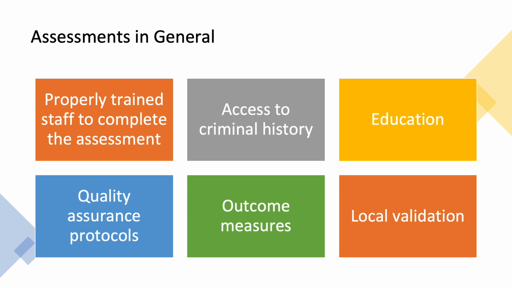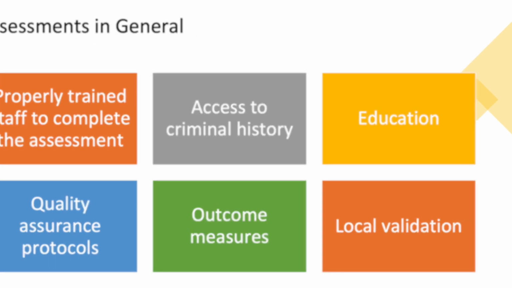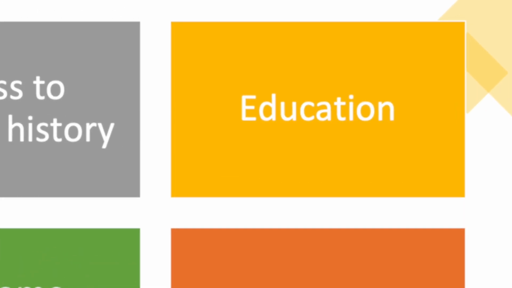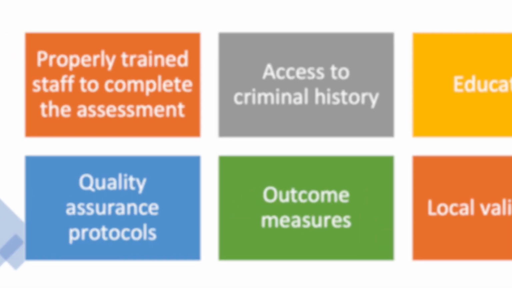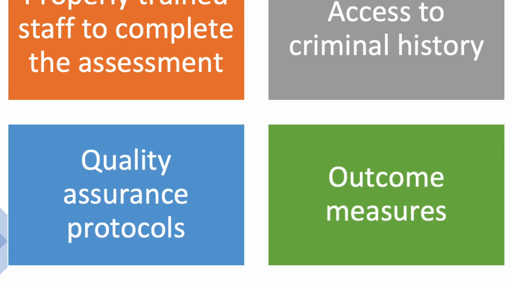Secondly, staff need to be educated on risk assessments in general, as well as how to read and interpret that criminal history information. Staff need to be properly trained how to score the tool and what those scores actually mean. Quality assurance protocols are necessary to ensure that the information that goes into the assessment is accurate so that accurate information can be relayed to the court.